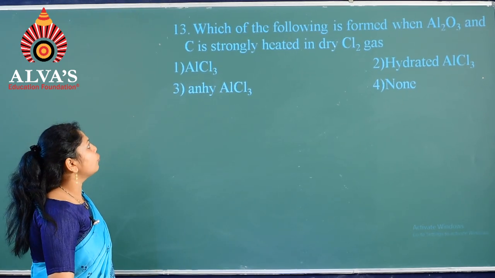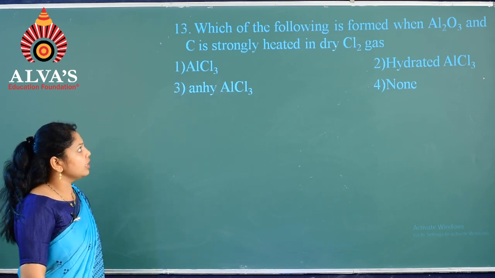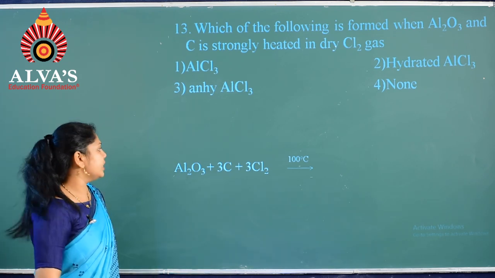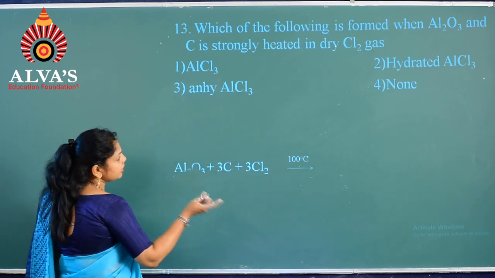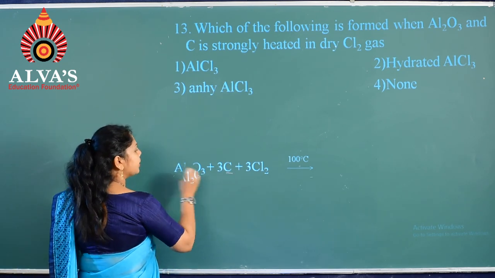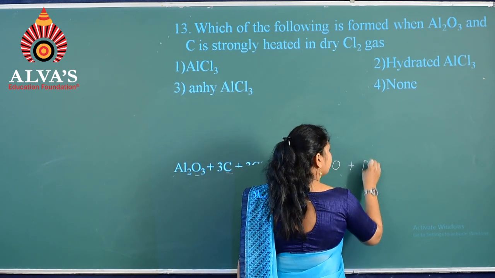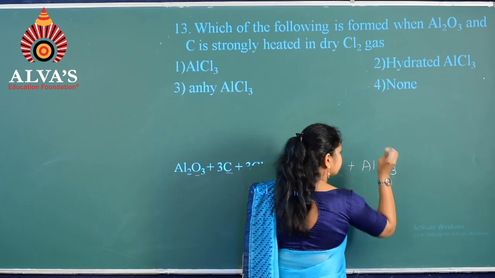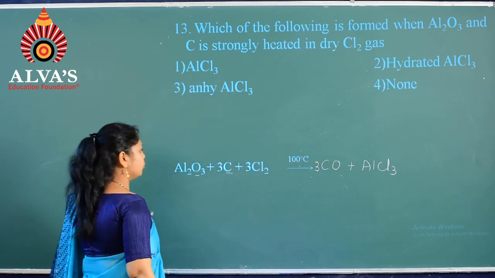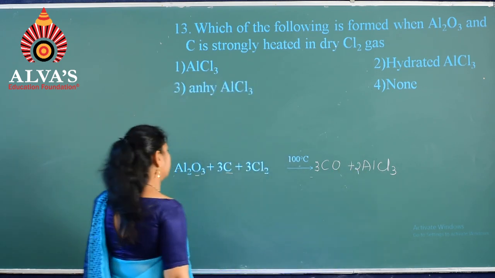Question number 13. Which of the following is formed when alumina and carbon is heated strongly in dry chlorine gas? When alumina is treated with carbon and dry chlorine gas, you are going to get aluminium chloride. That is given in the option. Carbon will combine with oxygen to give you carbon monoxide, and one more product is aluminium chloride. So, 3 carbon monoxide you are going to get, and 2 aluminium chloride.